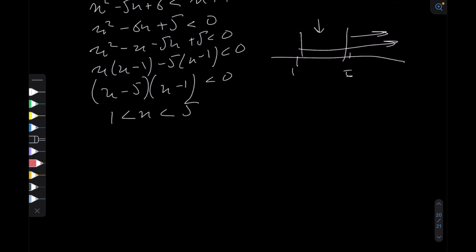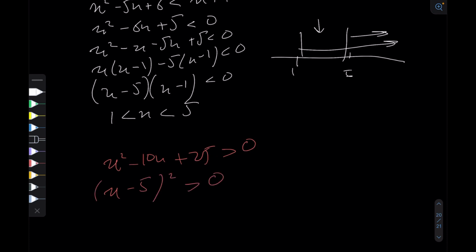Alright, so let's look at one last case where we have repeated roots. So let's say we have x squared minus 10x plus 25 being greater than 0. And so when we factorize this, the factors we get would be x minus 5 whole squared being greater than 0. When you draw the number line, basically there are two repeated roots, that would be 5 and 5. So one bar here and another bar there that are at the same point, and we draw these two arrows.